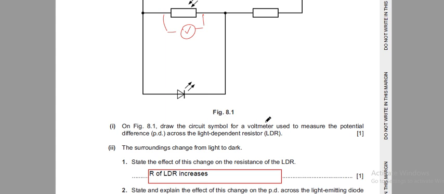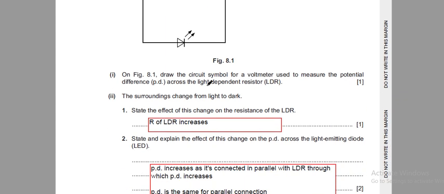Draw the circuit diagram for a voltmeter as I did here. To measure the potential difference of the LDR, the voltmeter should be connected in parallel. Always, the voltmeter should be connected in parallel and the ammeter should always be connected in series. The surrounding changes from light to dark, as we have just explained. The effect of this change on the resistance of the LDR should be an increase in the resistance of the LDR.